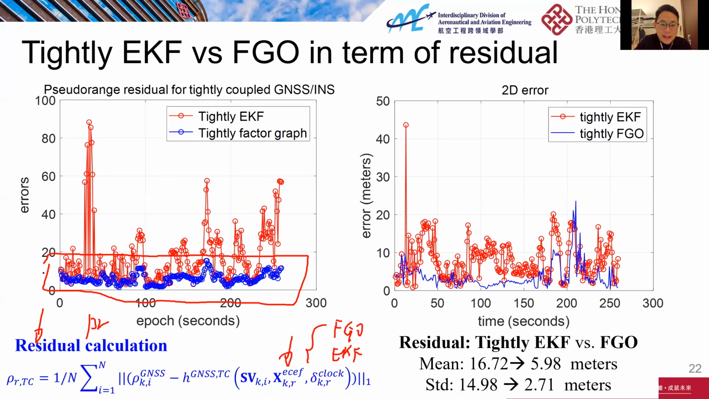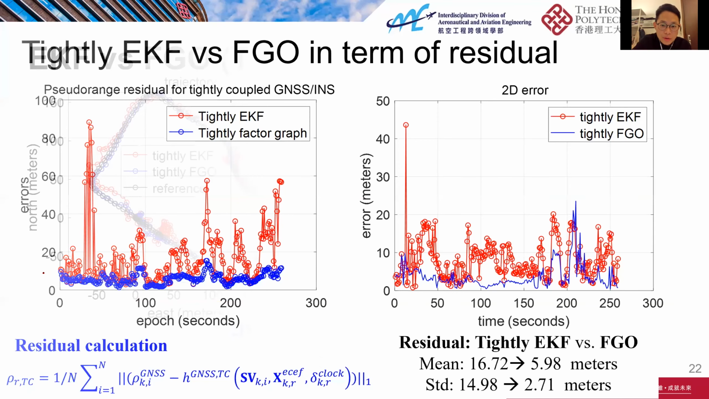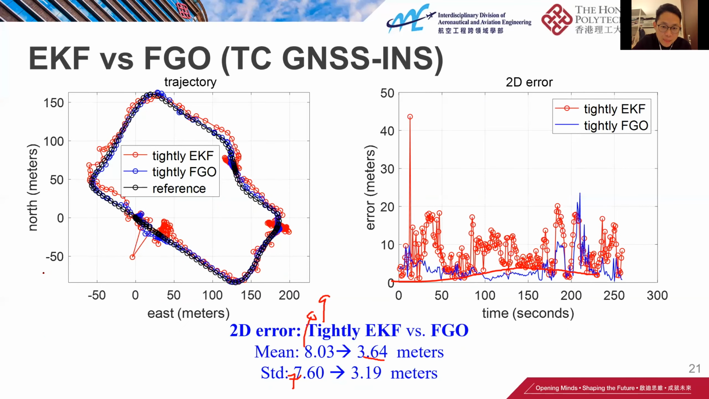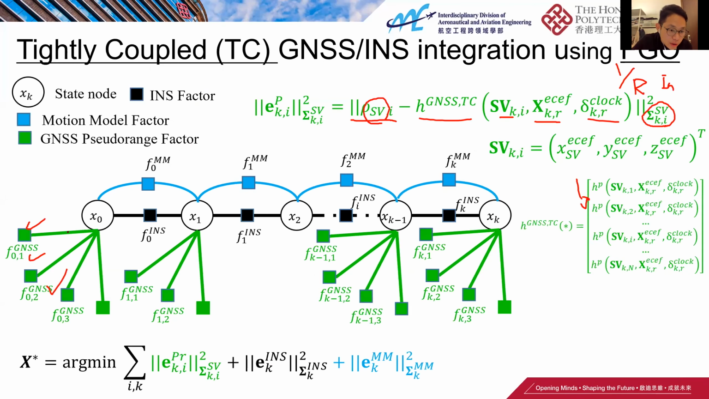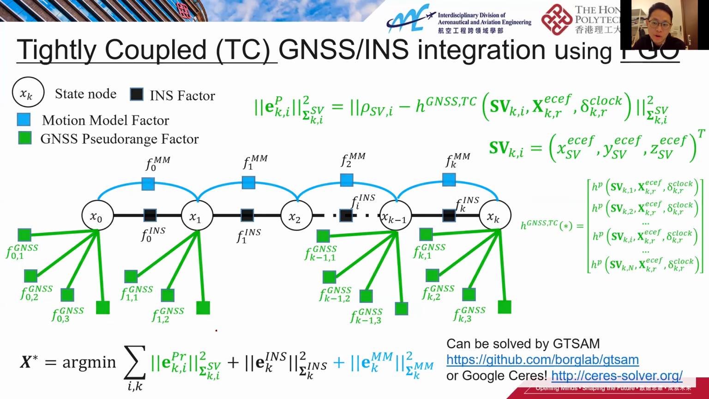The reason is tightly coupled. If we go back to our previous slide and compare the tightly coupled graph with the loosely coupled graph, for tightly coupled, if you have 20 satellites in a single epoch, then you add 20 constraints. For loosely coupled, you always have only one constraint. So the number of constraints for loosely coupled and tightly coupled is very different from the FGO point of view. The more constraints, the better for FGO. We can quickly see this in loosely coupled FGO and tightly coupled FGO already.